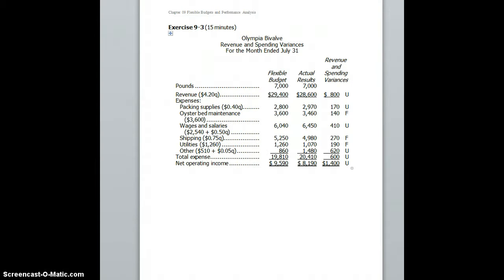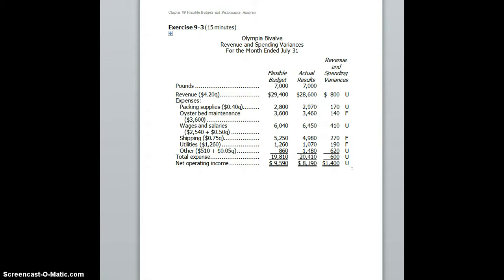Now, where the flexible budget was in exercise 9-2, where we calculated the activity variance, we looked at the variance purely based on activity. In exercise 9-3, when we calculate the revenue and spending variance, we are calculating the variance between the flexible budget and the actual results, which isolates the variance based on either the price we charged, which is revenue, or potentially the quantity of units sold. Likewise, we look at the spending variance as it relates to expenses, which looks at the amount expended.